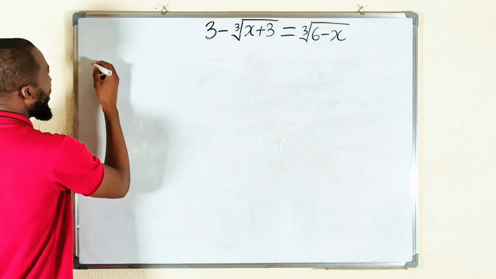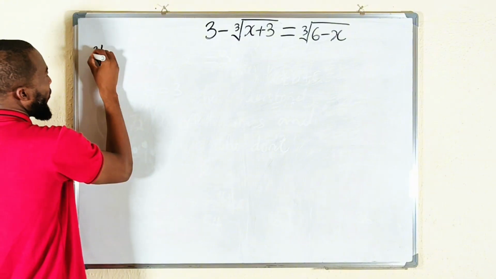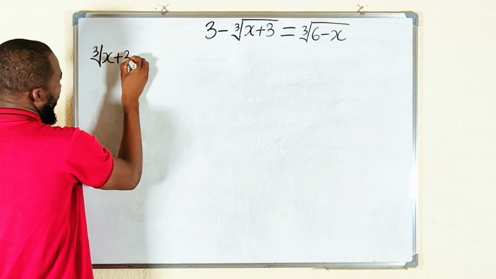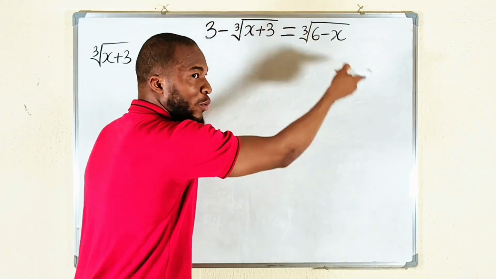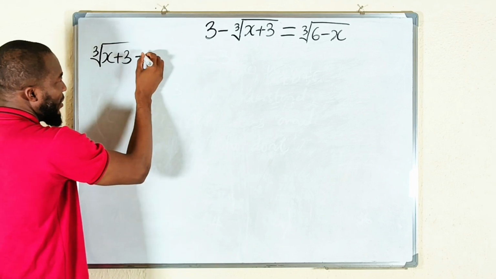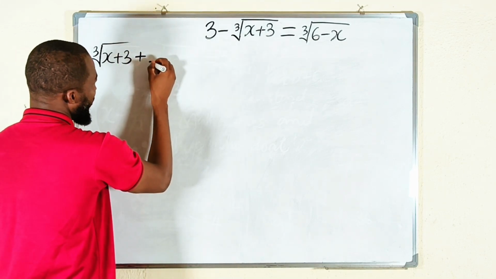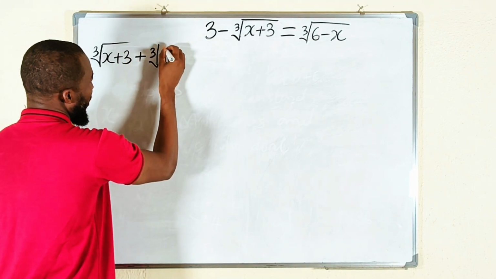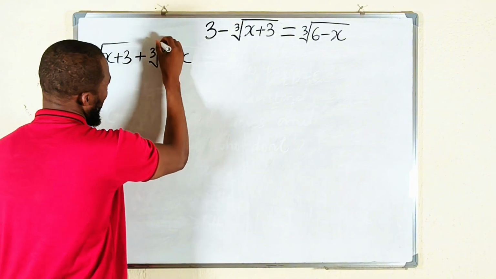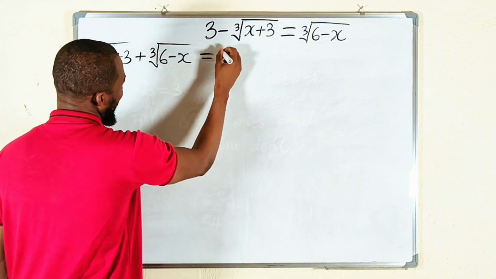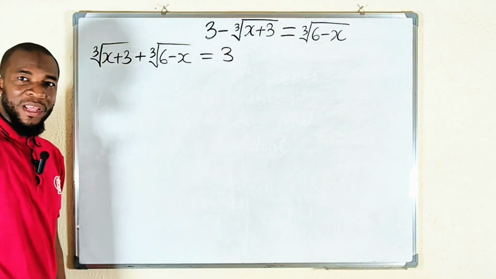So we have something like the cube root of x plus 3. Remember, from negative to positive as it crosses over, but the other term is already positive, the cube root of 6 minus x. But we have 3 on its own, something like this.